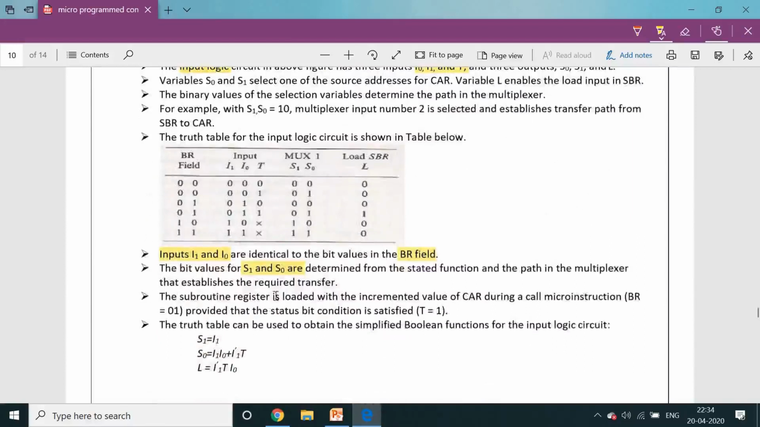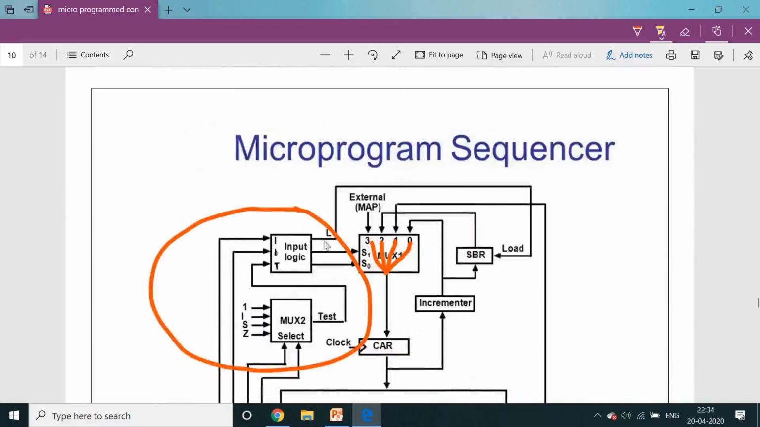The subroutine register is loaded with the incremented value of CAR during a call microinstruction. Branch 01 provides that the status bit condition is satisfied, T equal to 1. The truth table can be used to obtain the specified Boolean function for the input logic circuit. So these are the output signals. Here 3 outputs are there, S0, S1 and L, because these are the control signals we are generating from the input logic. The load signal is connected to SBR for storing the new incremented value, or the return address in the subroutine register.